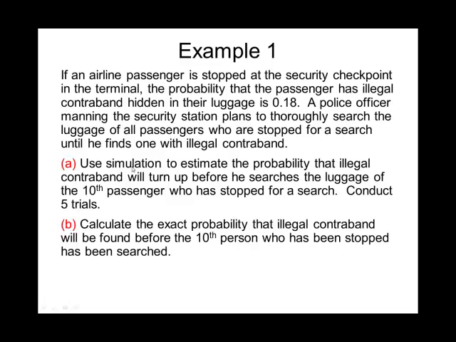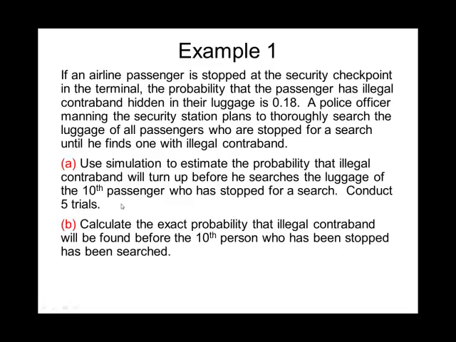So let's take an example. If an airline passenger is stopped at a security checkpoint in the terminal, the probability that the passenger has illegal contraband hidden in their luggage is 0.18. A police officer manning the security station plans to thoroughly search the luggage of all passengers who have stopped for a search until he finds one with illegal contraband. In A, we're going to use simulation to estimate the probability that illegal contraband will turn up before he searches the luggage of the 10th person who has stopped for a search.